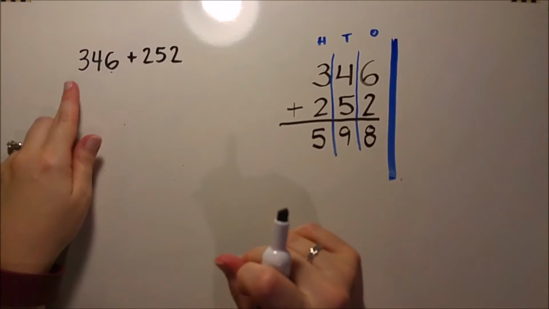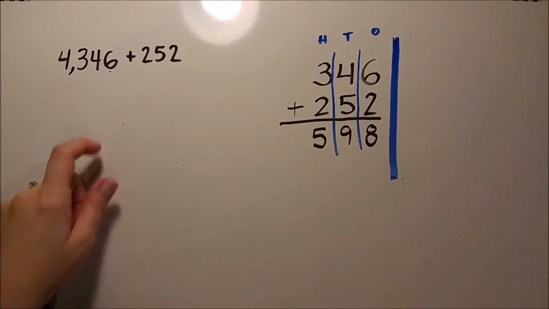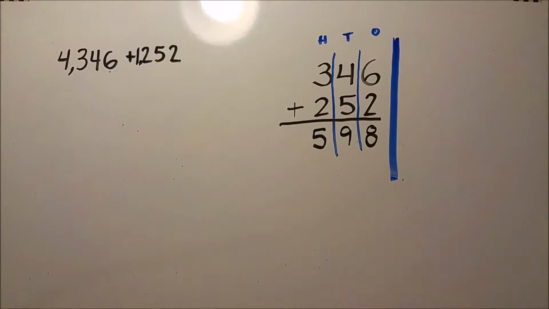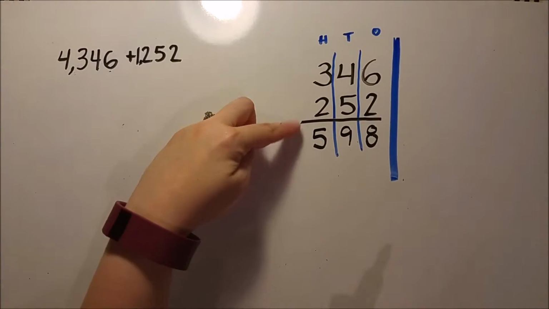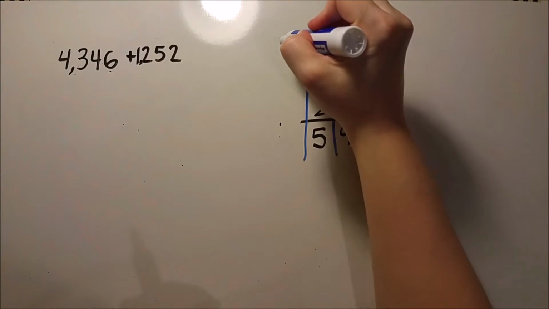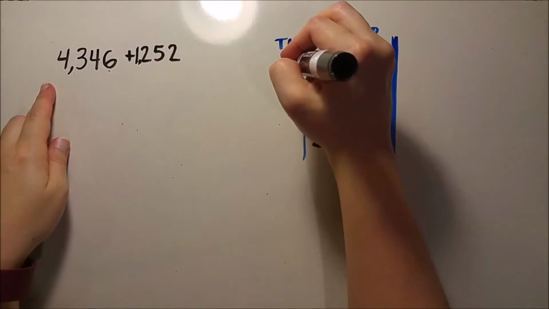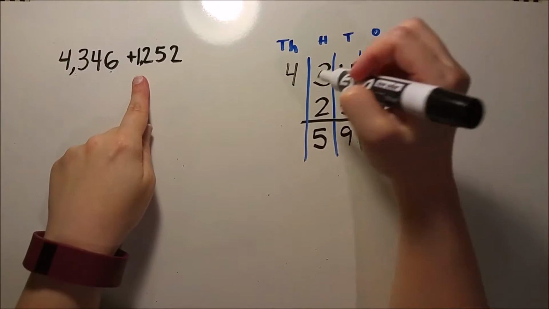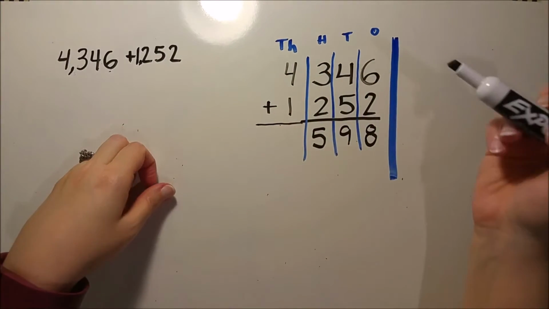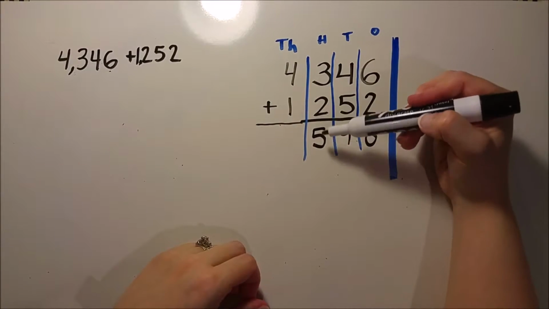And that would work the same way if you had a problem with 4 digits. So let's say instead of 346, this was 4,346. And instead of 252, it was 1,252. Let's make another column here, and that'll be for our thousands. So 4,346 and 1,252.